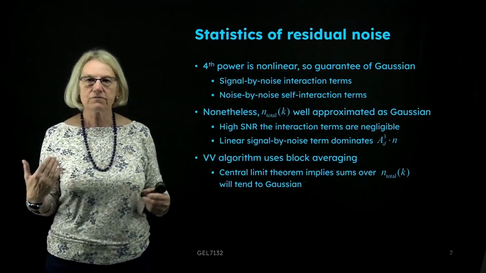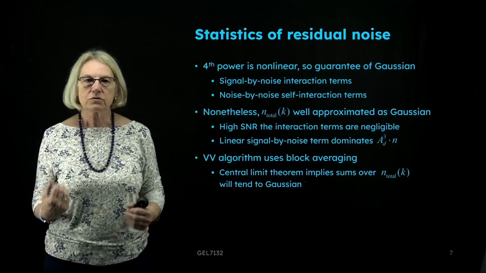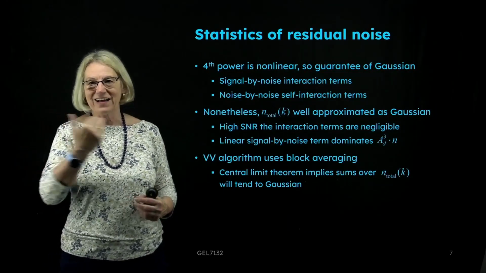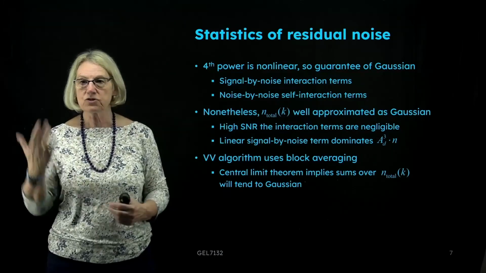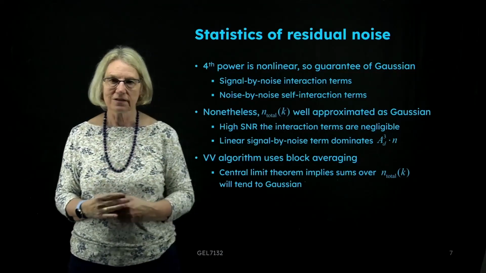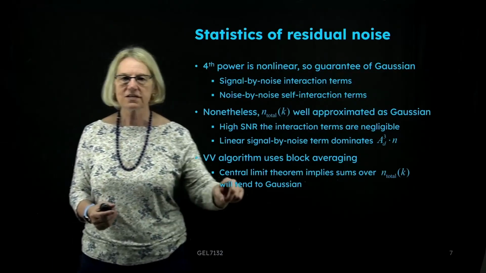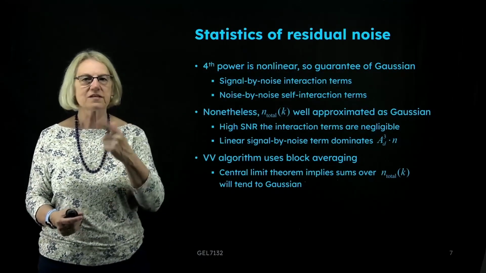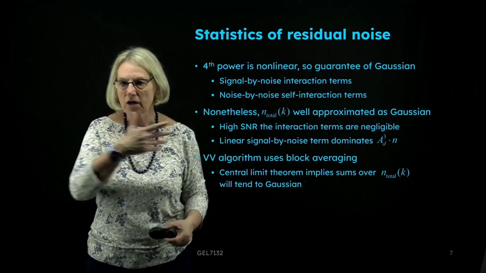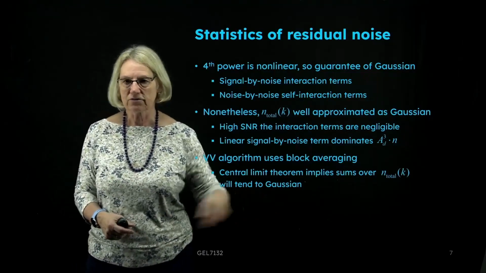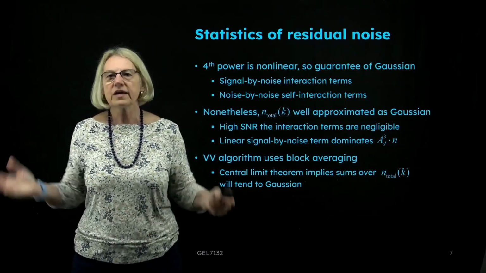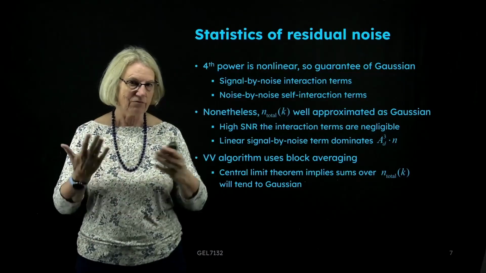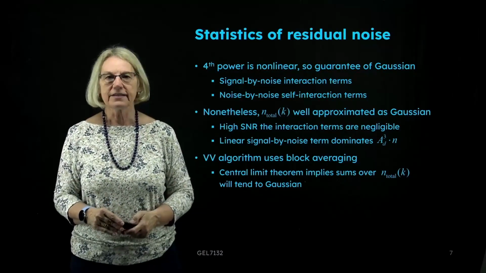Also, when I use the Viterbi-Viterbi algorithm, we'll see that it uses block averaging. Block averaging means I'm adding up all these different contributions. I'm adding up noises at different sampling times. Because of this, the central limit theorem kicks in, which tells me that a summation over many small contributions will tend to a Gaussian distribution. So we can think of what's happening as something like a zero mean additive white Gaussian noise added to the system.